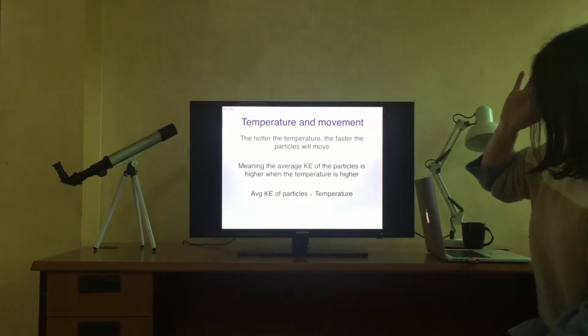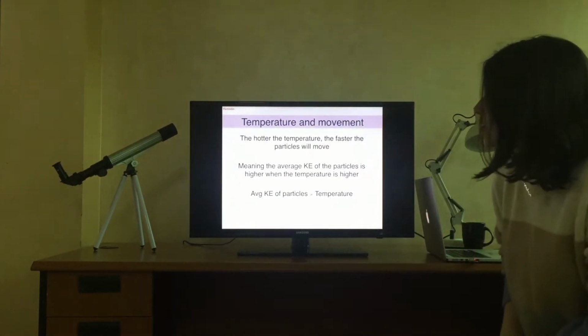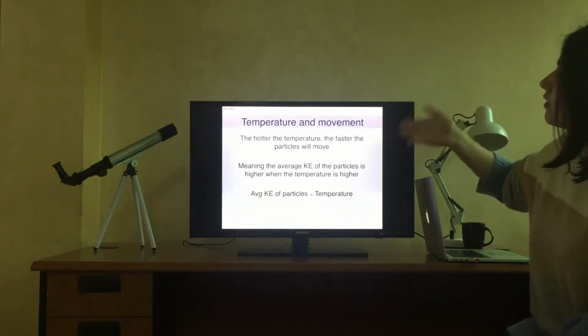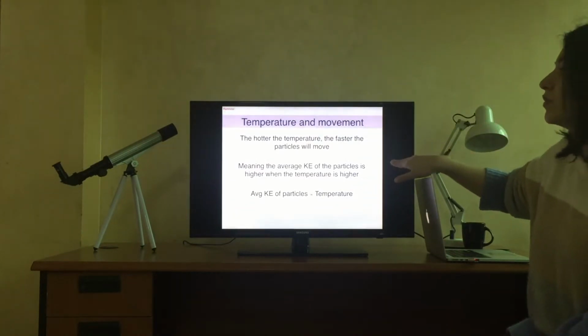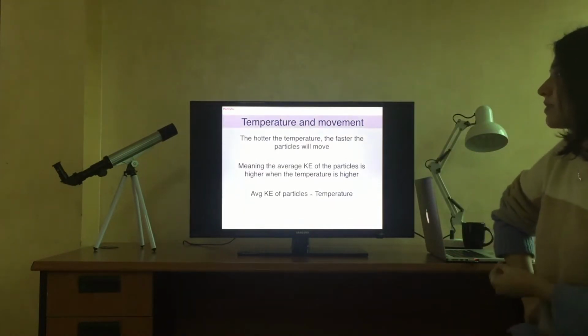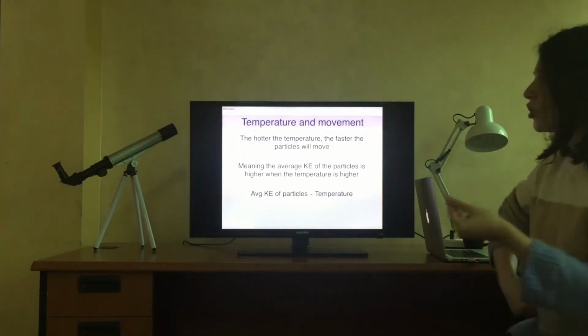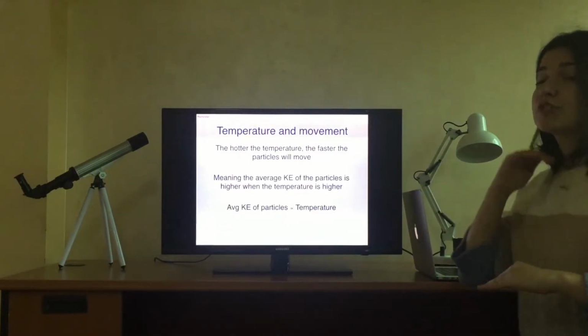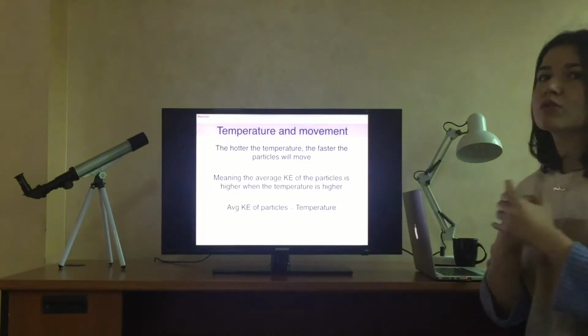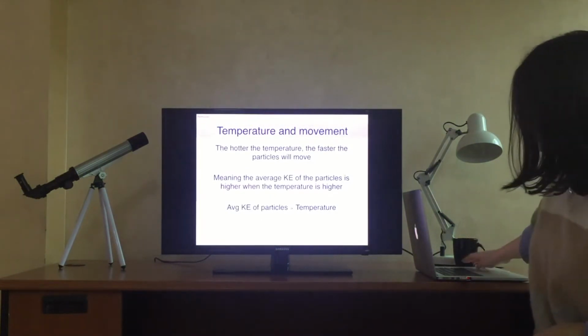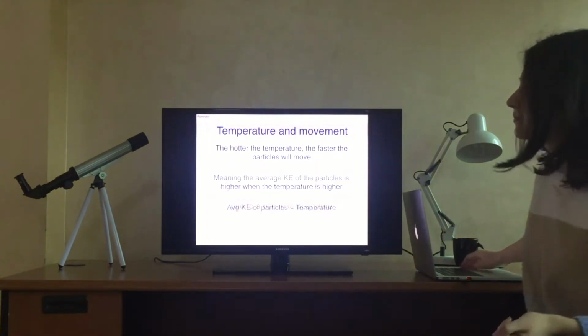Okay, starting off with a reminder. The hotter, we learned last time, the hotter the temperature, the faster the particles will move, meaning the average kinetic energy of the particles is higher when the temperature is higher. So you already know that when the temperature rises, the kinetic energy of particles also rises. So they start to move faster.